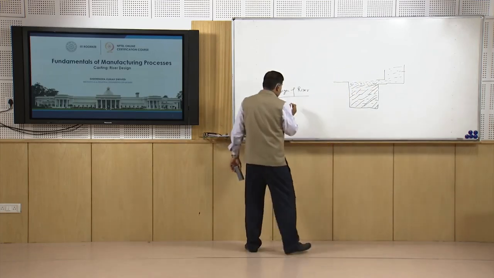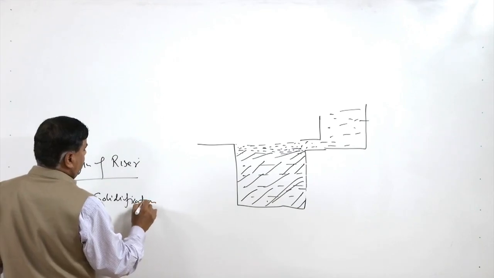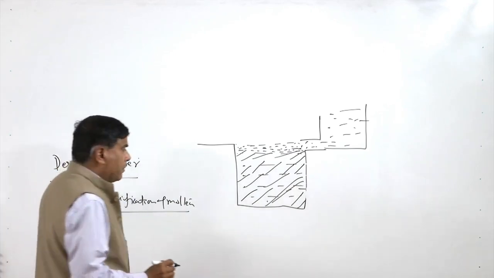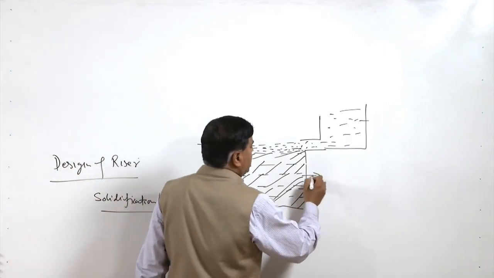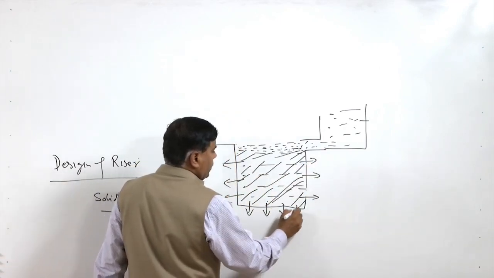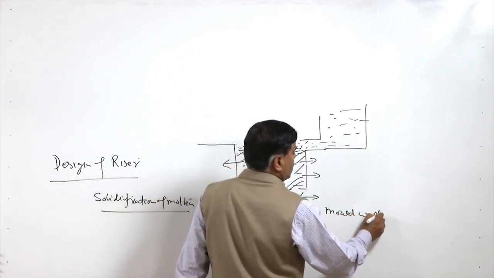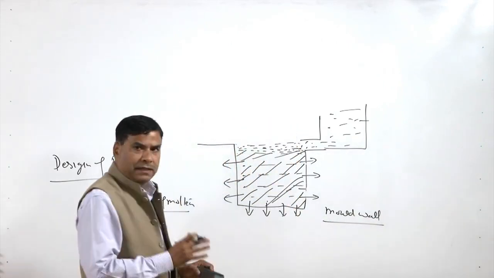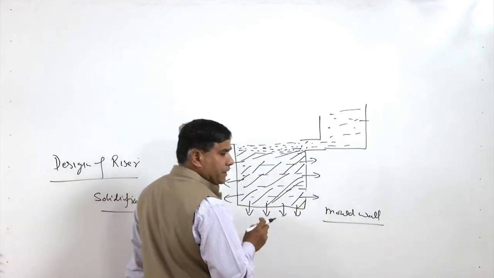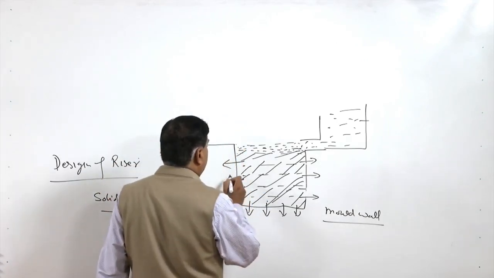We know that the solidification of molten metal depends upon how fast heat is transferred from the molten metal to the mold wall. All around we have mold walls. If these are made of metal, they will extract heat at a much faster rate as compared to the case when the walls are made of sand, or the molding sand.